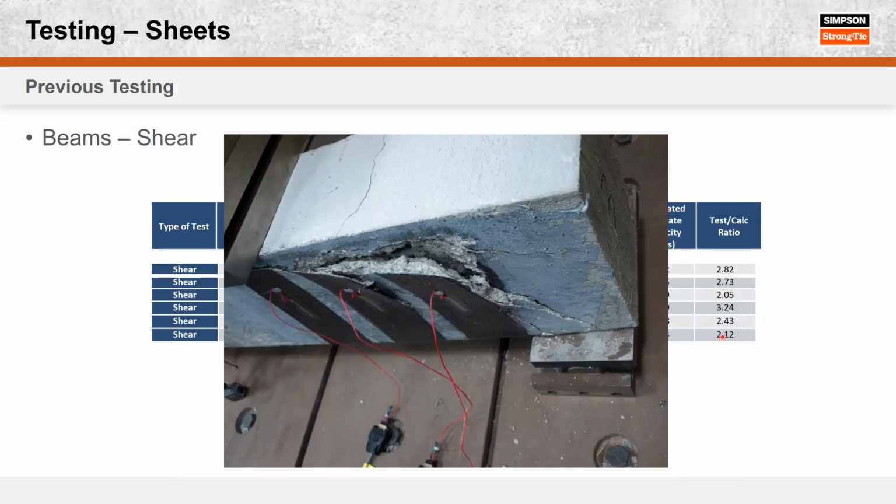And this is a picture of one of the shear failures. So a diagonal crack that basically goes right through the entire element. Not really debonding because it's a chunk, that's a big old chunk of concrete coming out there.